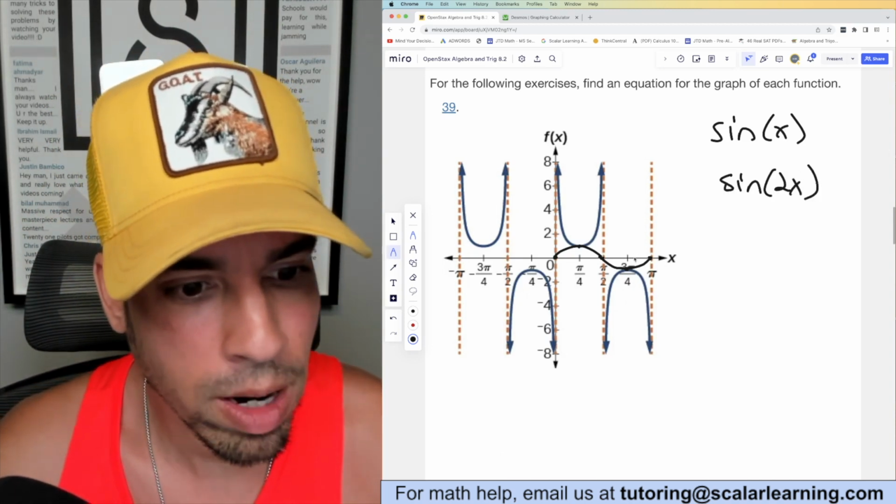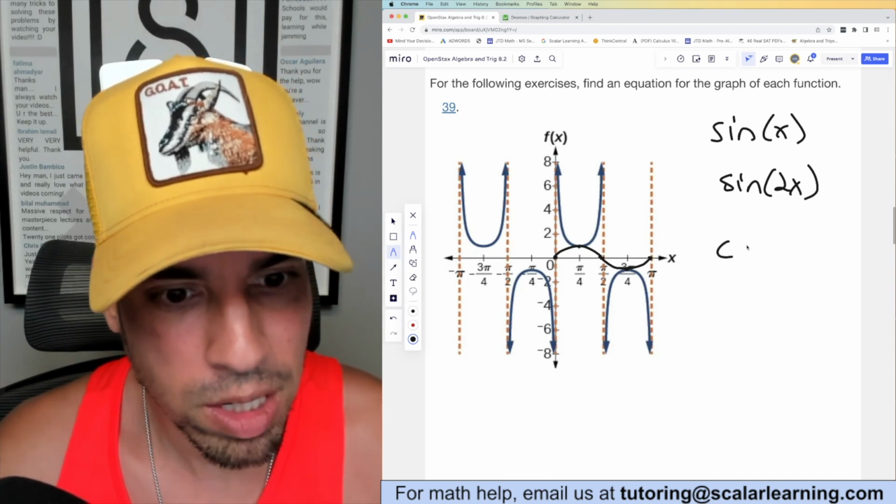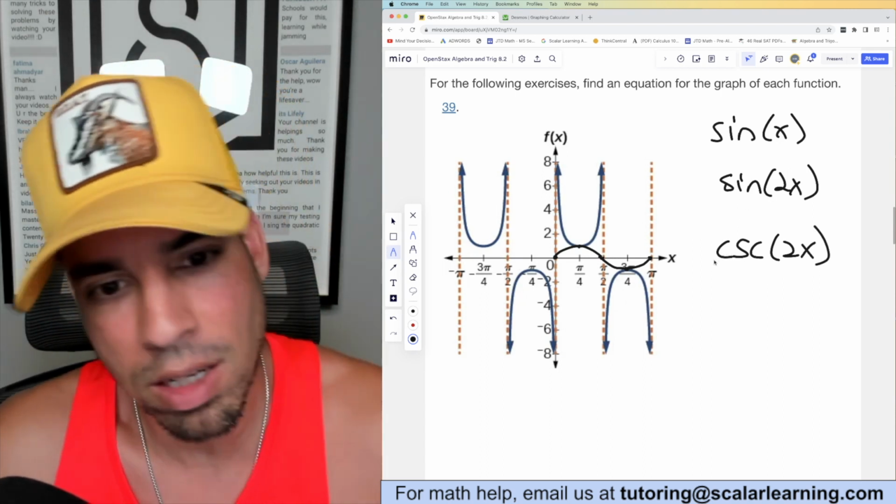So if this is sine of 2x, then since this is the inverse of that, it's going to be cosecant of 2x. So it's the exact same. We just switched from sine to cosecant. That's how you do it.